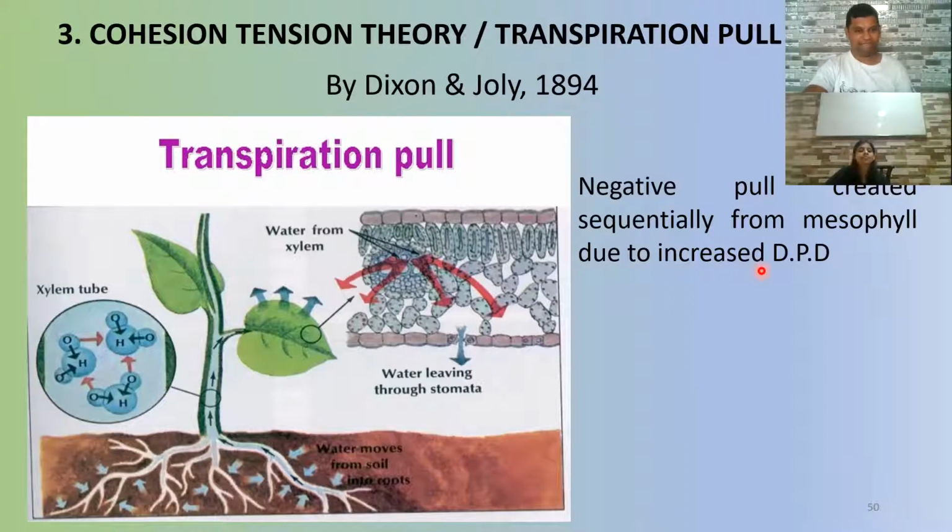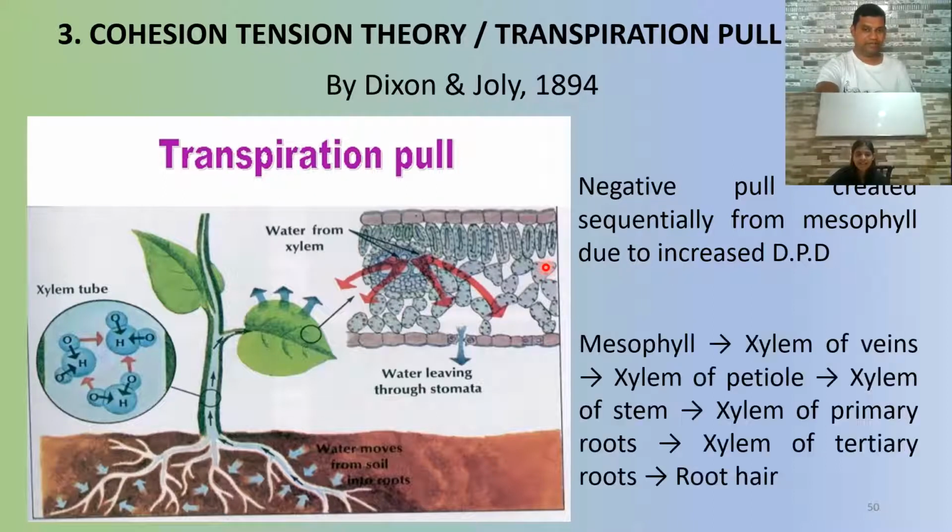Remember? Yes, I remember. Yes. Right? That increases because of the transpiration pull. And look at the pathway which I said: mesophyll, xylem of the vein, the petiole, the stem, primary roots. So this is the cohesion tension theory or transpiration pull theory. Is it clear? Got it, clear.